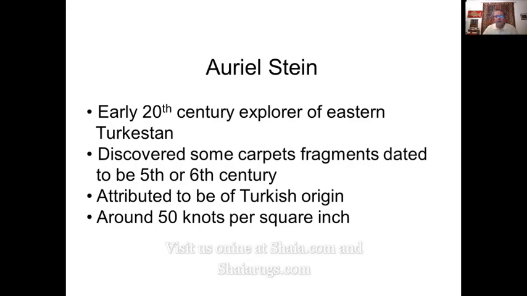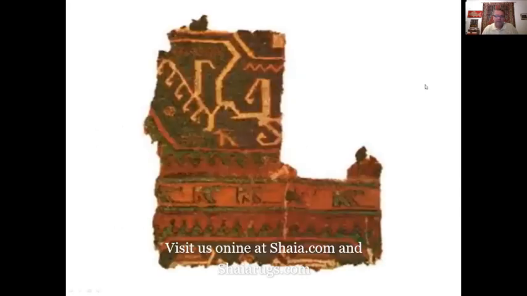Aurel Stein was an explorer that went to Eastern Turkestan in the 20th century, and he discovered some carpet fragments, which he dated to be about 5th or 6th century. He attributed them to Turkey, and they had around 50 knots per square inch. So obviously they weren't very finely woven. There's just fragments.